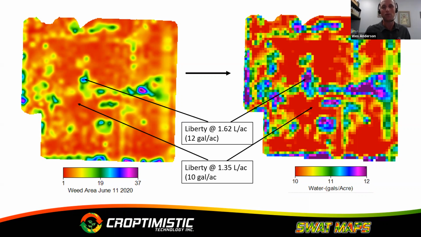I'd like to see the high rate, 1.6 liters, and ideally even more water to get better coverage in the case of Liberty. And that's exactly what we could do. It was simply a prescription that varied from 10 to 12 gallons an acre, and varied the rate within label guidelines from 1.35 to 1.62 liters an acre. They ended up applying the same prescription twice, and got really good control of the kochia.